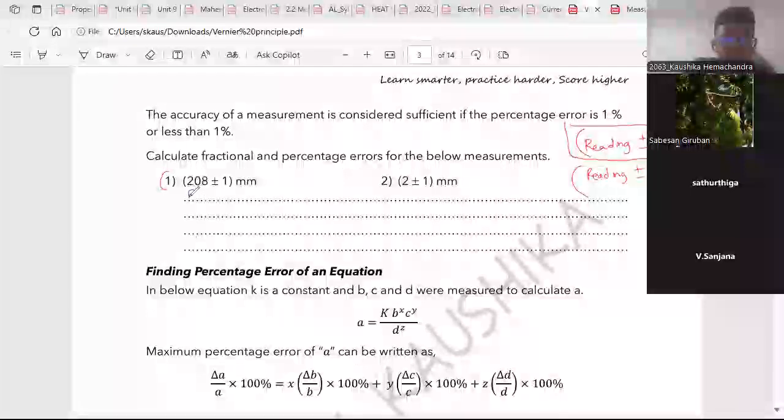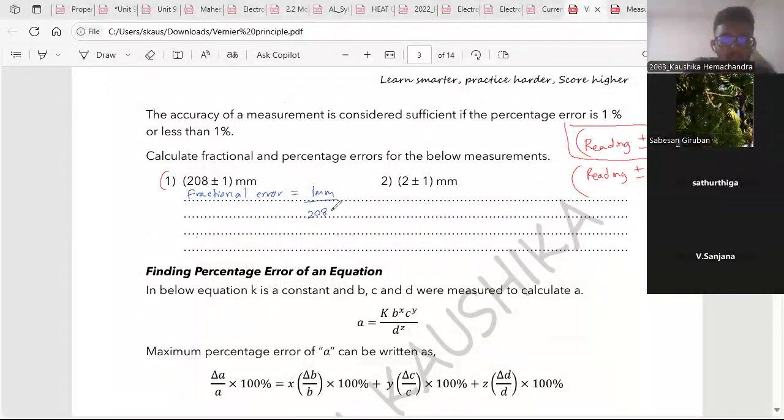So fractional error is equal to 1 millimeter over 208 millimeters, right? So it's 1 over 208. I mean, units get cancelled, it's 1 over 208.